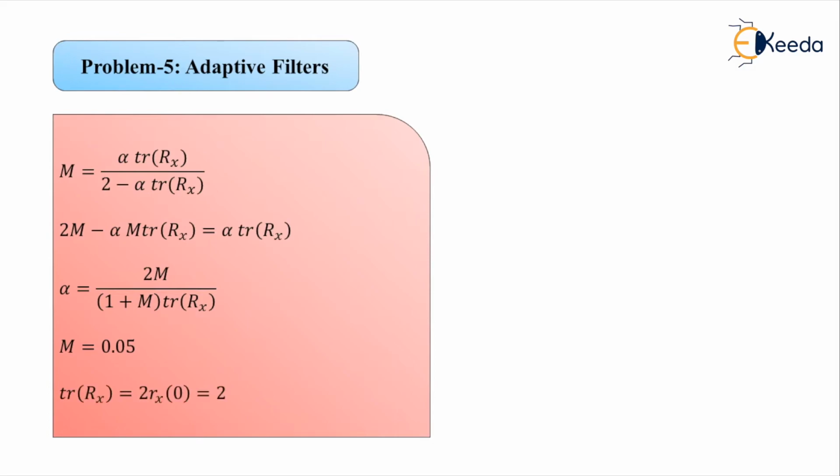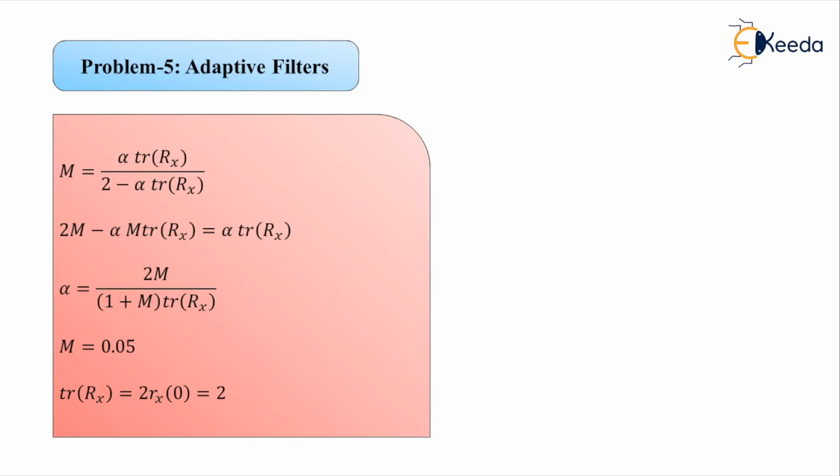So Rx of 0 is equal to 1. When we multiply it with the value 2, it will be simply 2. So TR of Rx is equal to 2. The misadjustment M is equal to 0.05. So this we can put into the equation of alpha: twice M divided by 1 plus M, the bracket multiplied to TR of Rx.